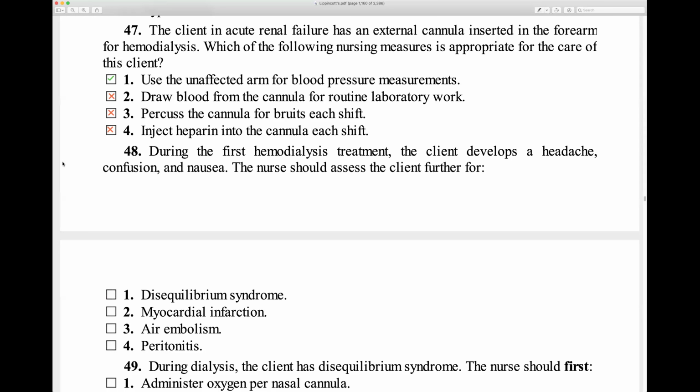All right, everyone. The correct answer for 48 is number one, disequilibrium syndrome. I wanted to put this question up on purpose, first of all, because a lot of people chose option four, right? But there's one word in the question that makes it impossible to be peritonitis, because peritonitis is only an issue for somebody getting peritoneal dialysis. What type of dialysis is this patient getting?